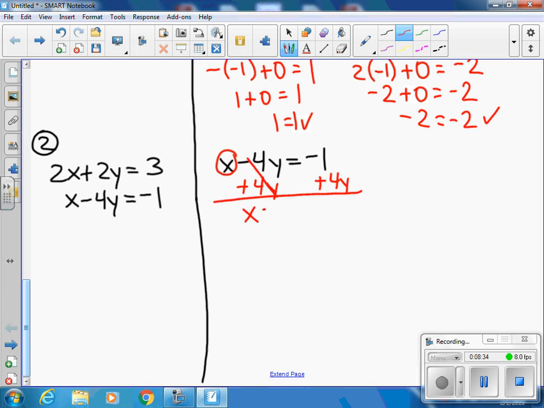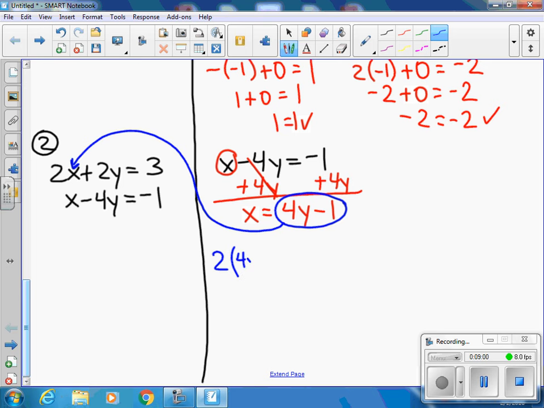So now this gives me x equals 4y minus 1, right? And remember, everything after the equal sign is your expression that you substitute in. It's going to go in for the letter x in the first equation because I already used the second equation. So this 4y minus 1 is going to go all the way up here in the spot of the x right behind that 2. So when you substitute it in, you're going to have 2, you have to put parentheses, 4y minus 1, and then close your parentheses, plus 2y equals 3. And notice I only have the letter y, so I know I'm doing it right.